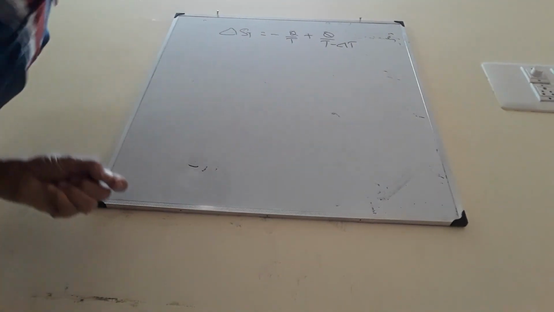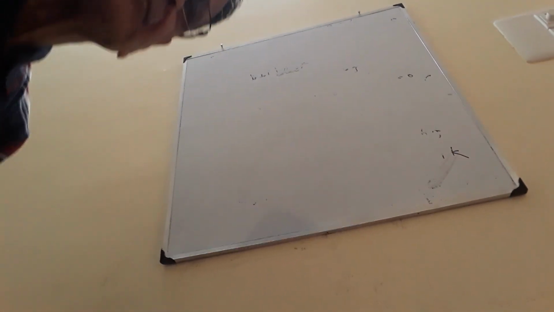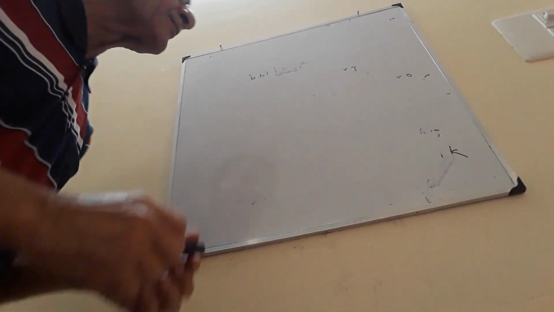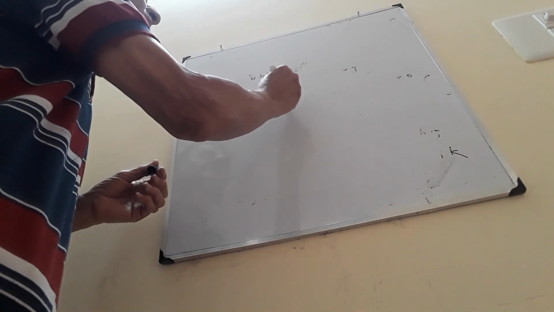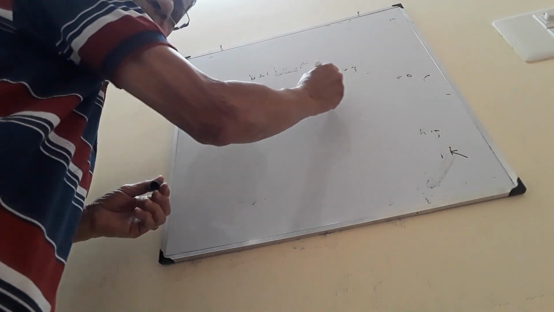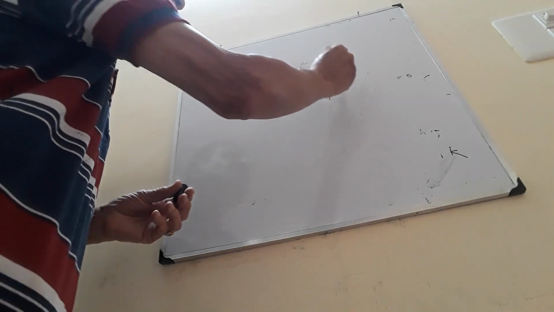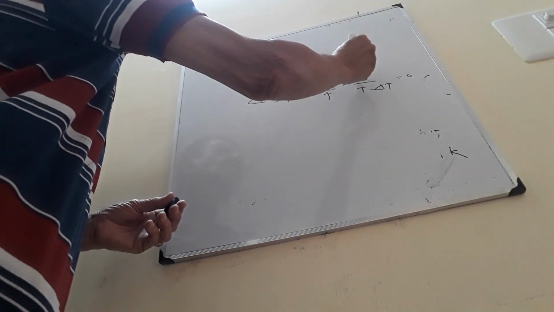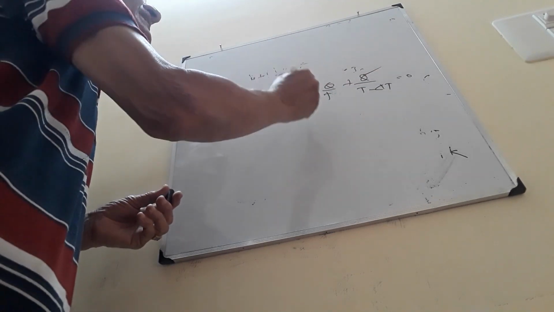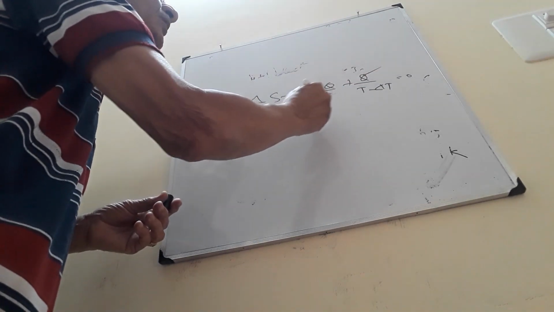Now look at these two parameters. Now delta S total is equal to minus Q by T plus Q by T minus delta T. This quantity is larger than this quantity. Therefore, it will be greater than 0.